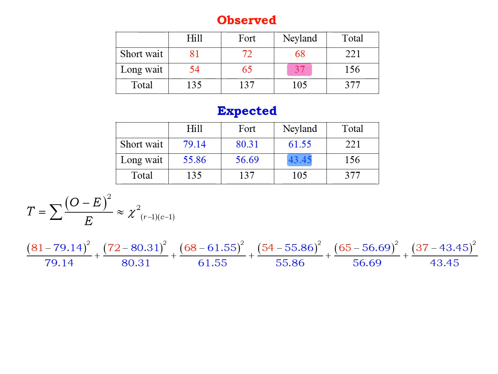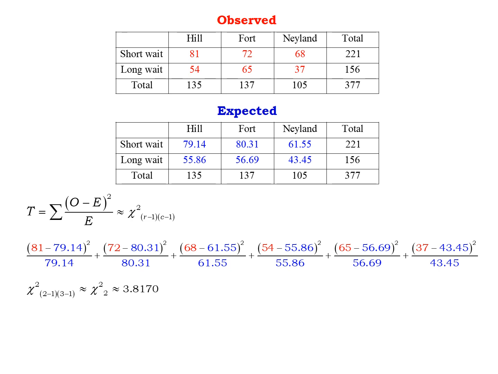Now, in this case, we had 2 options for our row variable, short waits and long waits. And we had 3 options for our routes, the hill, fort, and the Nealon route. So that is 2 times 3, 6 subcategories. So in our test statistic, there are going to be 6 terms added together.